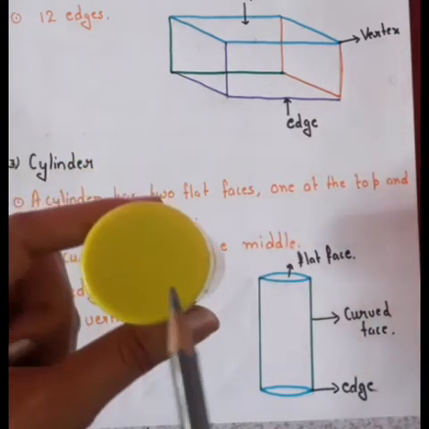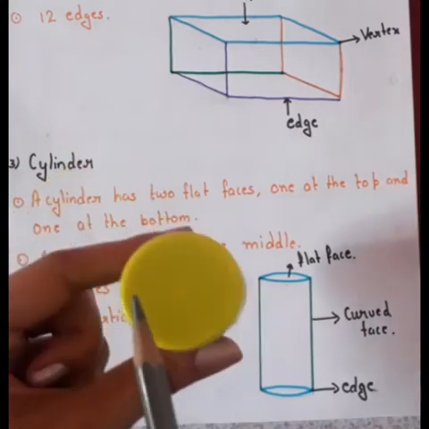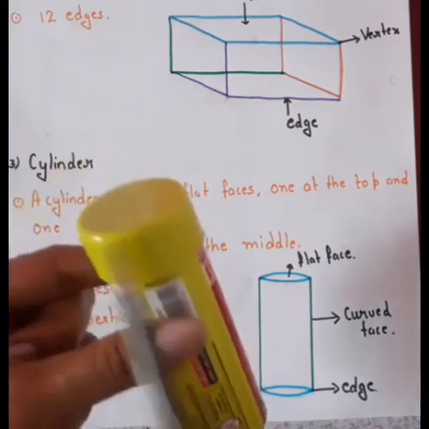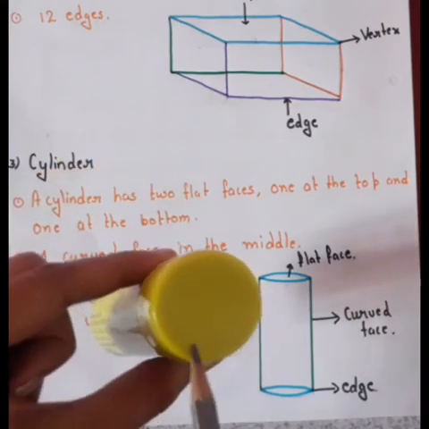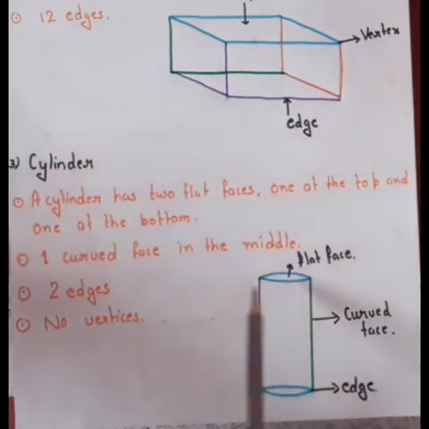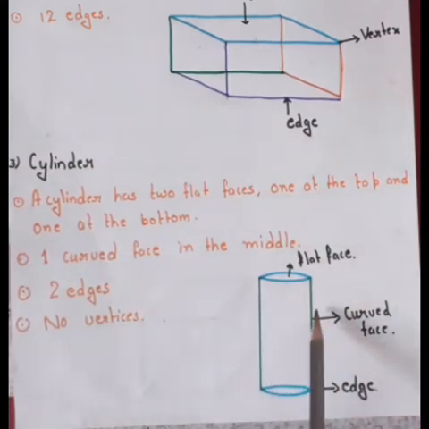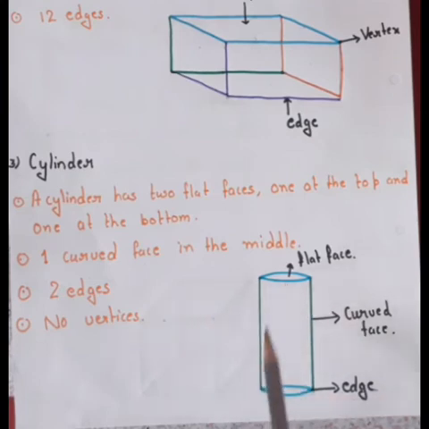Now can you tell me how many vertices it has? Yes, it doesn't have any vertex. You can see there is no corner in this. So a cylinder has one curved face, this is the curved face, in the middle; two edges, one is this one and another is this one; and no vertices.